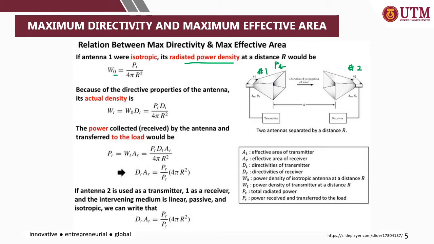And the actual power density of the transmitter, antenna 1, WT, where T represents the transmitter, is equal to W0, the power density of the isotropic condition, multiplied by DT, the directivity of the transmitter. This equals PT, the radiated power, multiplied by the directivity of the transmitter, divided by 4 pi r squared.